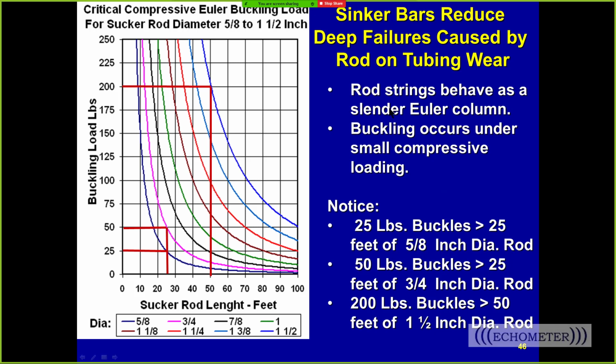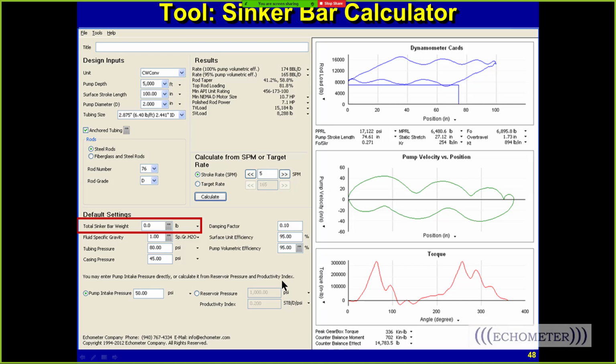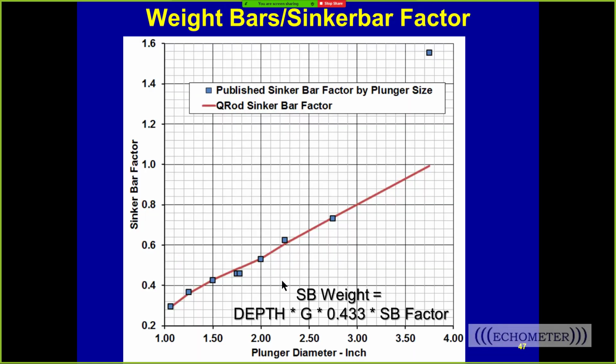So why did I go through this discussion? Because when you click on the calculate button inside QRod, it calculates a length of sinker bars that works, that has been found by industry to reduce your holes in tubing down near your pump. And so this is the curve that's used: the sinker bar weight equals the pump depth times the tubing fluid gradient times the sinker bar factor. And the sinker bar factor is a function of the plunger diameter.